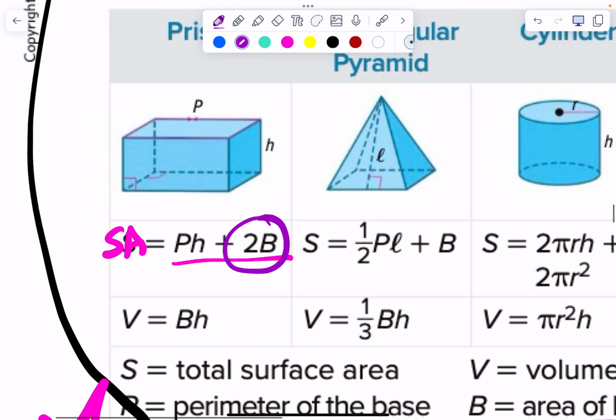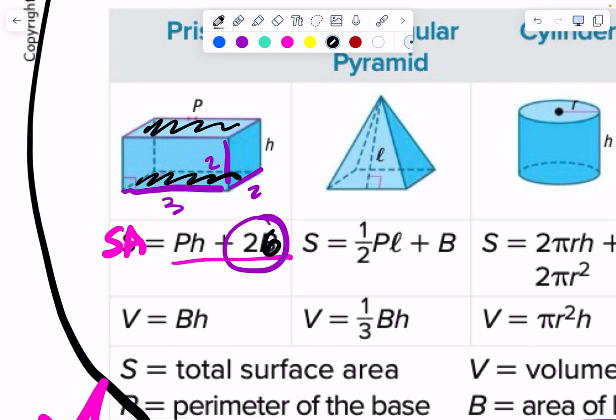Do you see that? So let's say that this dimension right here is 3, this dimension is 2, this dimension is also 2. If we say the base is the bottom, what's the area of the bottom? 6. And the top is also 6. Therefore, we have 2 times 6, which is 12, right? The top and the bottom.